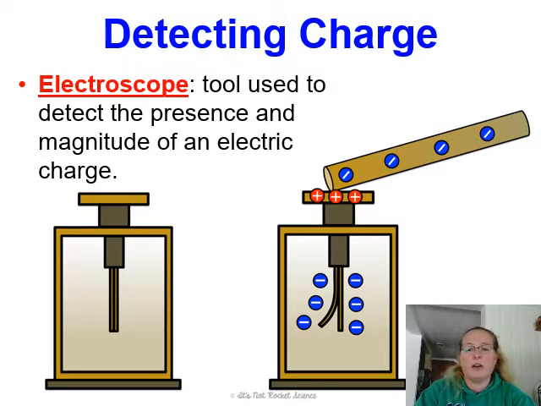How do we detect charge? We detect charge with something called an electroscope. This is a tool used to detect the presence and magnitude of an electric charge. If we were in class, I could have done a really cool demonstration for you, but if you Google or YouTube electroscopes, you can probably pull up a lot of different videos that will show you. If you're curious about that, I encourage you to do a little bit more on your own looking that up.